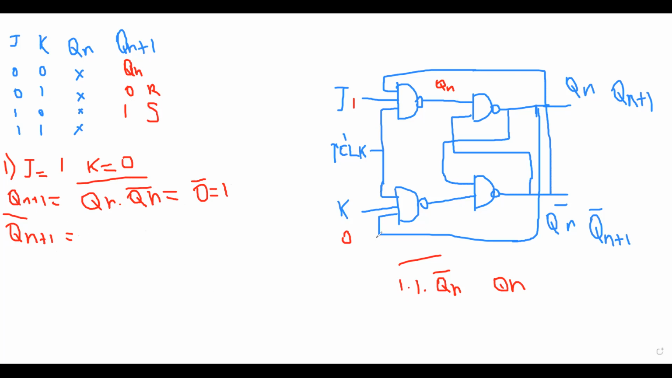Now I'll check this also. So here we get 1 here, and 1 into Qn whole bar is equal to Qn bar. So it's also fulfilled. Then I'll move to the fourth condition, the toggle.